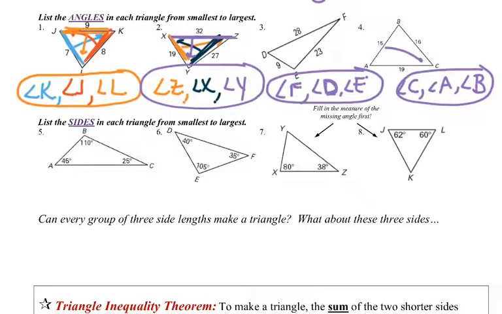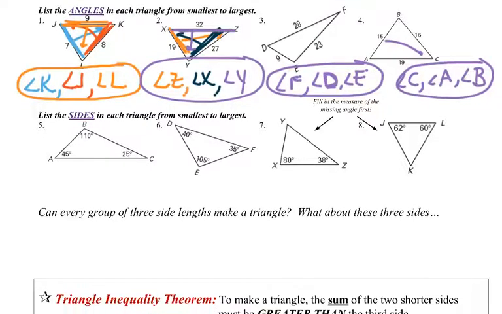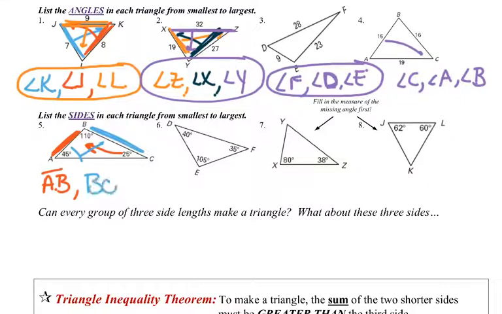It's a little trickier to list the sides because when you list a side, you have to list both letters. This segment is across from that angle. Segment BC is the smallest. Wait, I made a mistake, didn't I? Segment BC is not the smallest. Which one's the smallest? AB is the smallest, right? I forgot about that 25. BC is across from the 45. That's the medium one. And then that leaves side AC across from the 110.